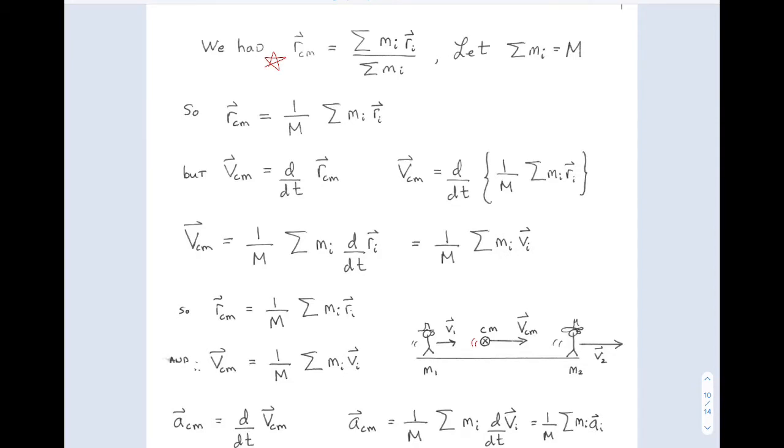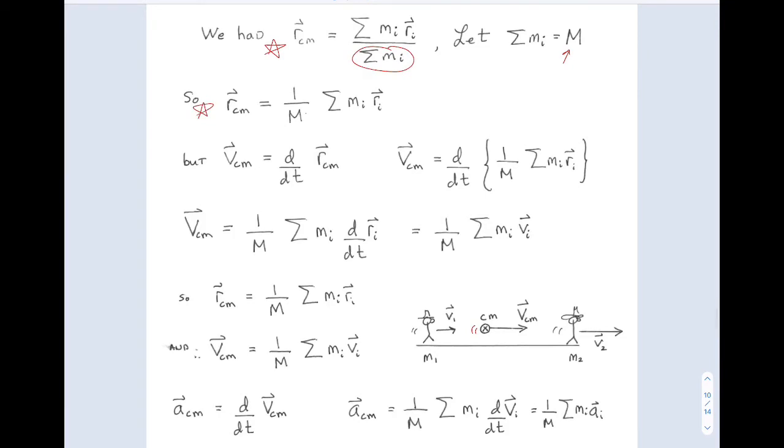This is for three dimensions. And to make the notation easier, if I sum over all the masses, it's just the total mass, so I'm going to just use capital M for the total mass. Now this is the coordinate, or the position, of the center of mass. If I want to find the velocity of the center of mass, I just take the derivative of the position. That hasn't changed from the first week: velocity is the derivative of position. So the velocity of the center of mass is the time rate of change of the position of the center of mass, so I'm doing d by dt of that.